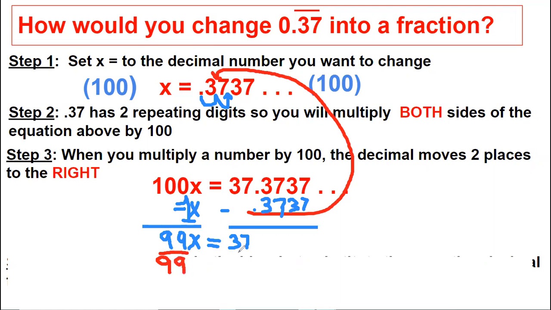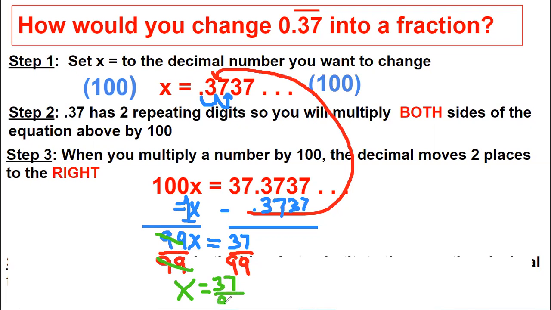99, and I have to do the same thing to both sides. I'm going to divide the other side by 99. And notice what happens when I divide by 99 over 99. The 99s become 1, right? Where they cross each other out, they cancel each other out, and I'm left with just x. And what is x equal? I have made a fraction out of 0.3737 repeating. I now have 37 over 99.